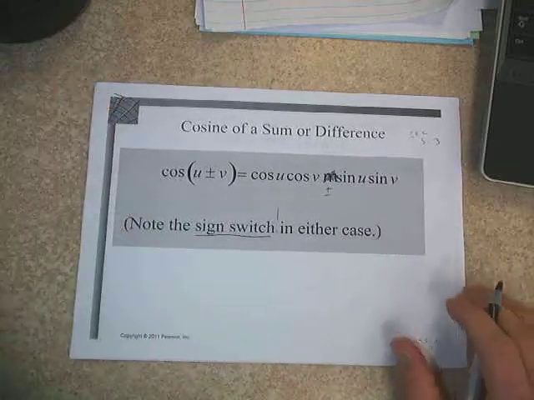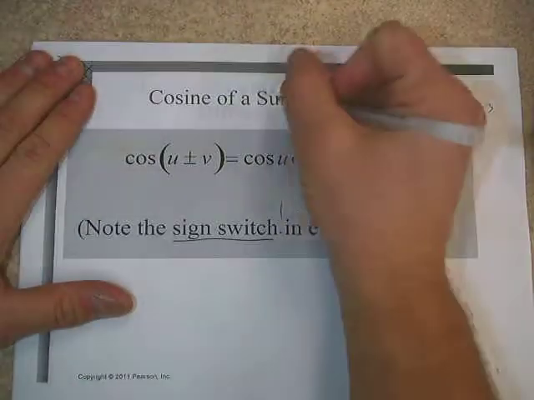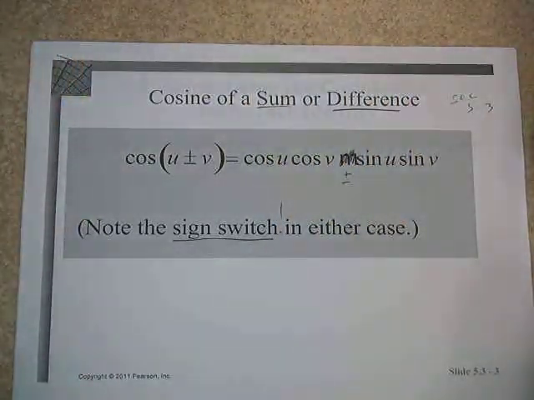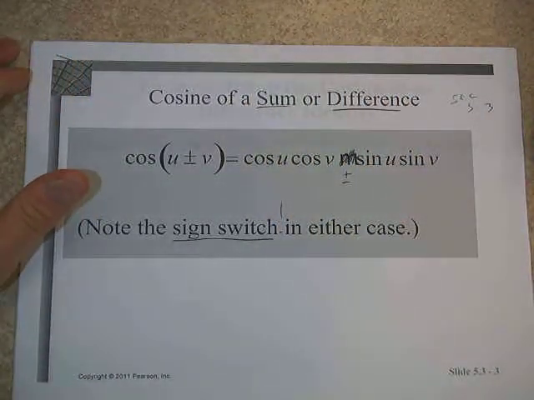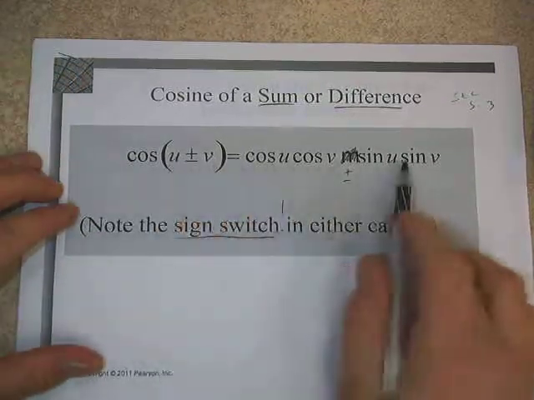Okay, in section 5.3 we're going to look at a couple of other identities. The ones we're going to look at today are what we call the sum or difference formulas for cosine, sine, and also tangent. The general formula is here.